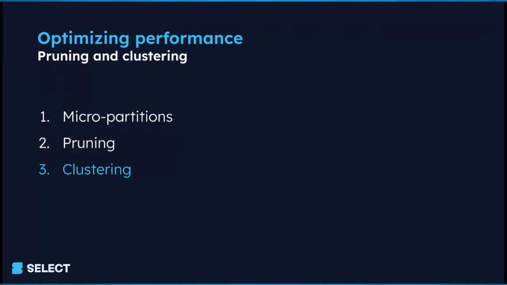So micro-partitions, just to recap, because there's a lot of terminology and I see people often get this confused. Micro-partitions are the files, like the underlying structure of the tables, Snowflake's proprietary format. Pruning is the ability of your query to eliminate micro-partitions and skip over them.